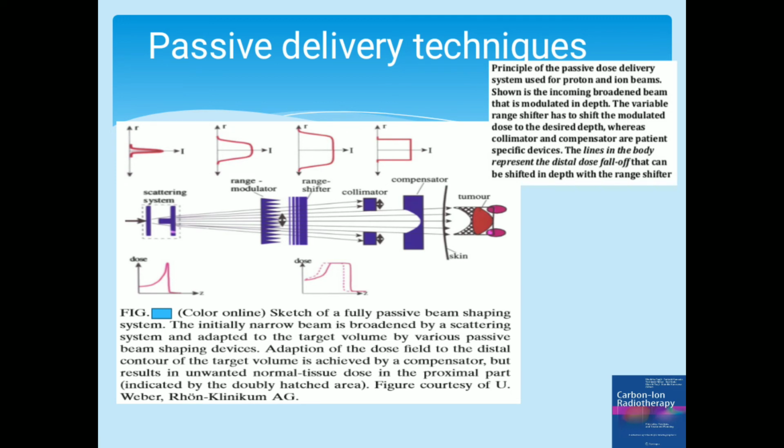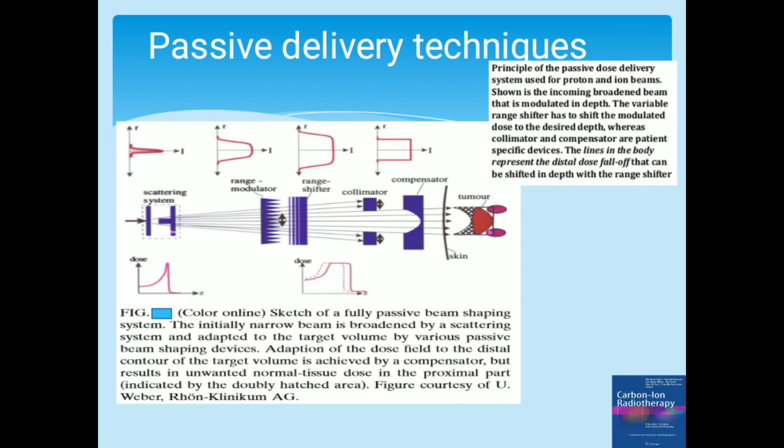Principle of the passive dose delivery system used for proton and ion beams: shown is the incoming broadened beam that is modulated in depth. The variable range shifter has to shift the modulated dose to the desired depth, whereas the collimator and compensator are the patient-specific devices. The lines in the body represent the distal dose fall-off that can be shifted in depth with the range shifter.